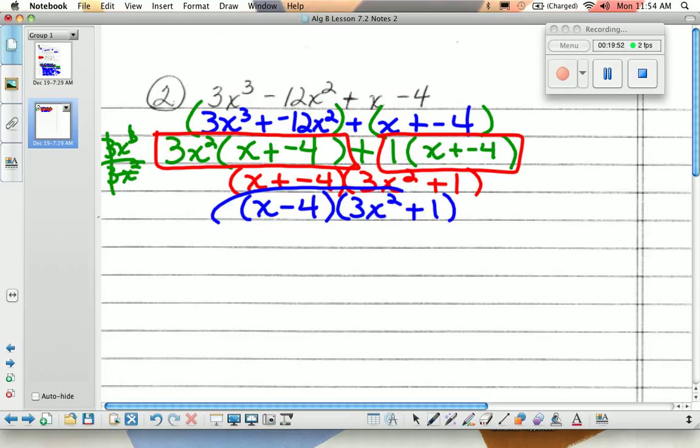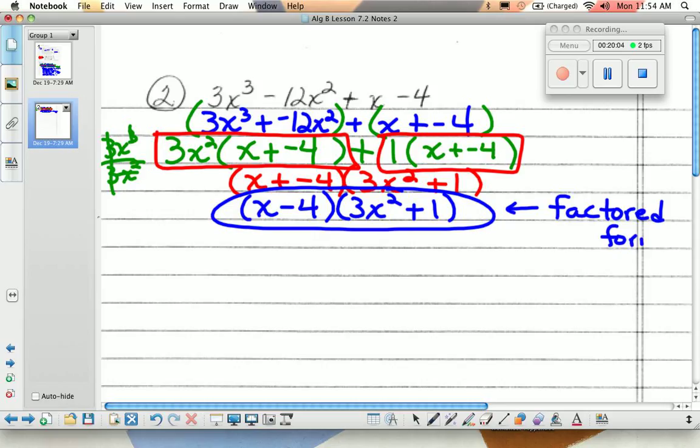Here's our factored form. There's our final answer. So when they tell us to factor it by grouping, we just did. This is its factored form, which is going to be useful when we have to start solving these. Okay, and we're not done until we do what? A check problem.